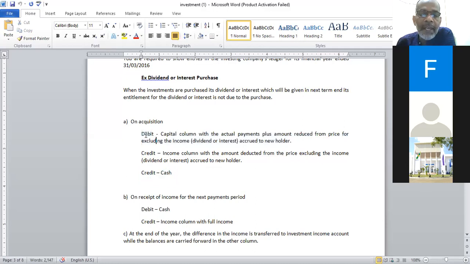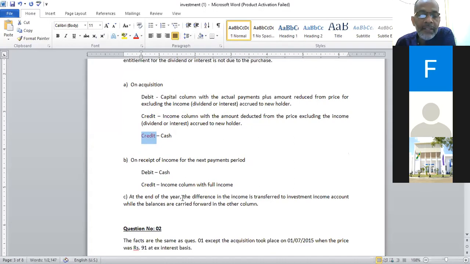Look, I will repeat again. Debit 100,000 capital, credit maybe 10,000 income, again credit cash 10,000. Therefore, there are two credits, one 100,000, the other 10,000, altogether 110,000 would be debited in the capital column. Okay, this is normal.